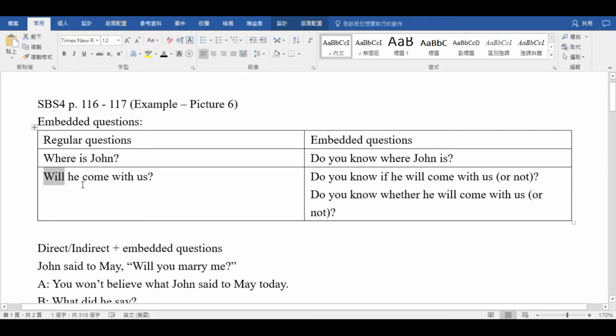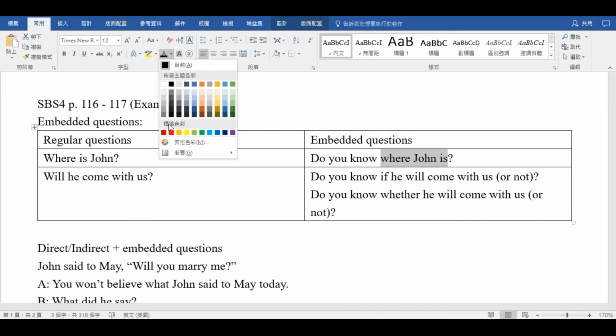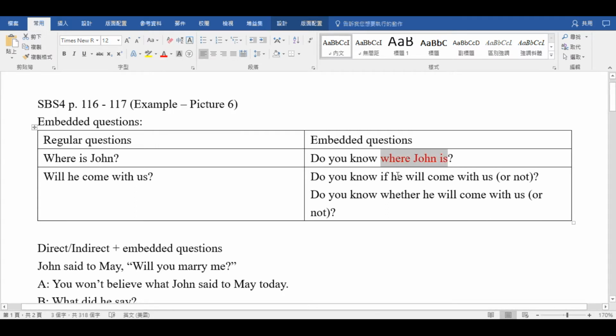As for an embedded question, it is when we put a regular question into a sentence, and now the regular question is nothing more than a noun clause. So look, do you know, this is the main sentence over here, and the regular question over here is where John is. We put the question with another part of the sentence. This is the main part of the sentence, and this is the noun clause, and where is serving as the beginning word of the noun clause.